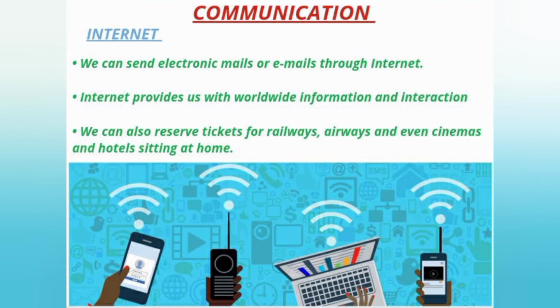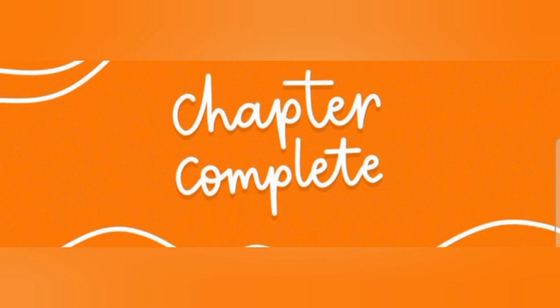Internet. We can send electronic mails or emails through internet. Internet provides us with worldwide information and interaction. We can also reserve tickets for railway, airways, and even cinemas and hotels sitting at home. So, here we have completed this entire chapter about settlement, transport, and communication.